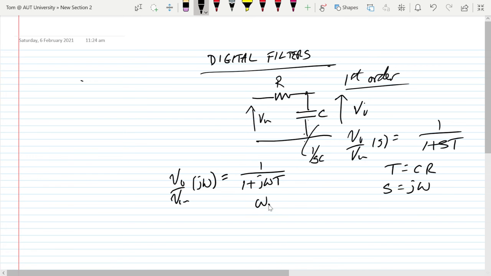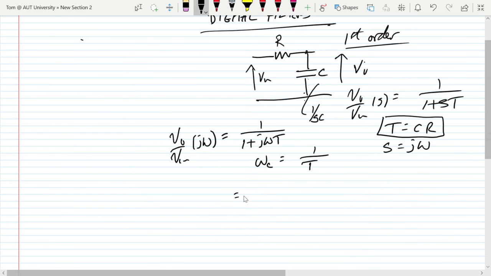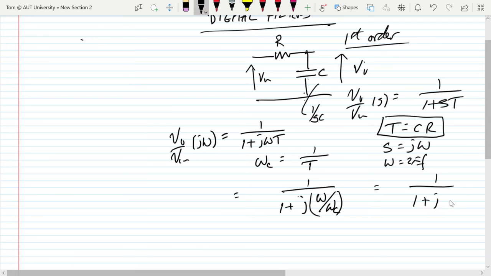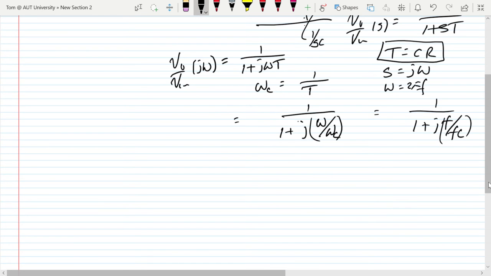And the cutoff of the filter, we call omega c, is equal to 1 over the time constant, which is C times R. And therefore, if we just continue this, we can write that as 1 over 1 plus j omega over omega c. So that's yet another way to write the transfer function. Or, because omega is equal to 2 pi times the frequency f, we can write it as 1 over 1 plus j f over fc, and the 2 pi's cancel out anyway. Okay, so that's 3 ways you can write the transfer function.